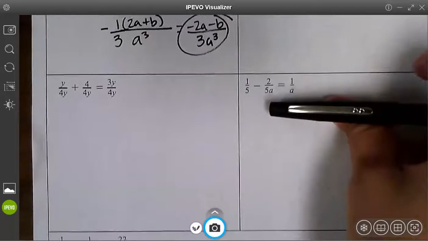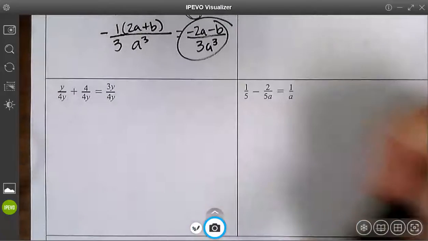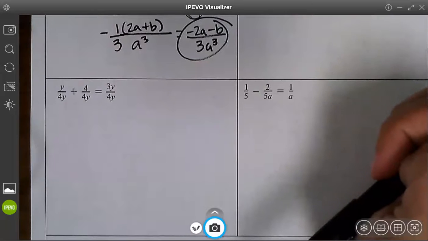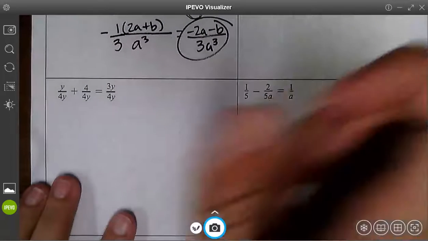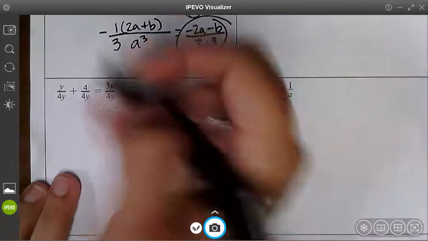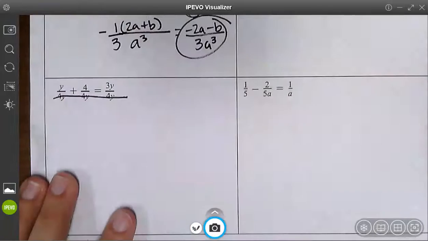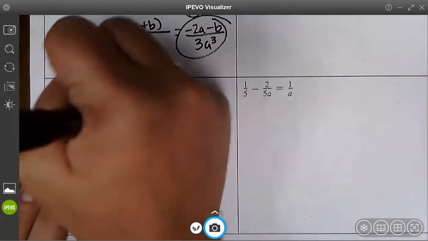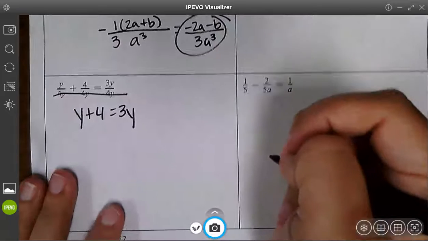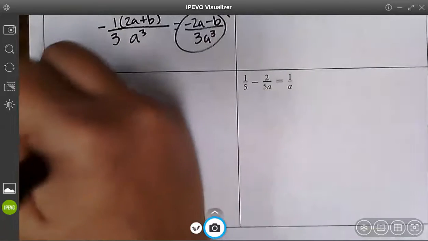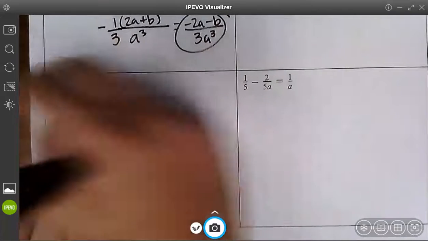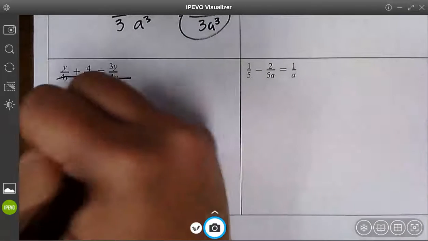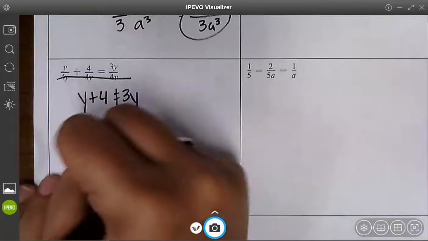When you're adding and subtracting fractions within an equation, what you want to do is get a common denominator all the way across, and then you can cancel it out and work on your numerator. So here, I'm canceling out because I already have a common denominator. And I have y plus 4 equals 3y. Get my y's together, I'm going to subtract y from both sides, so I have 4 equals 2y. Divide both sides by 2, and you have y equals 2.